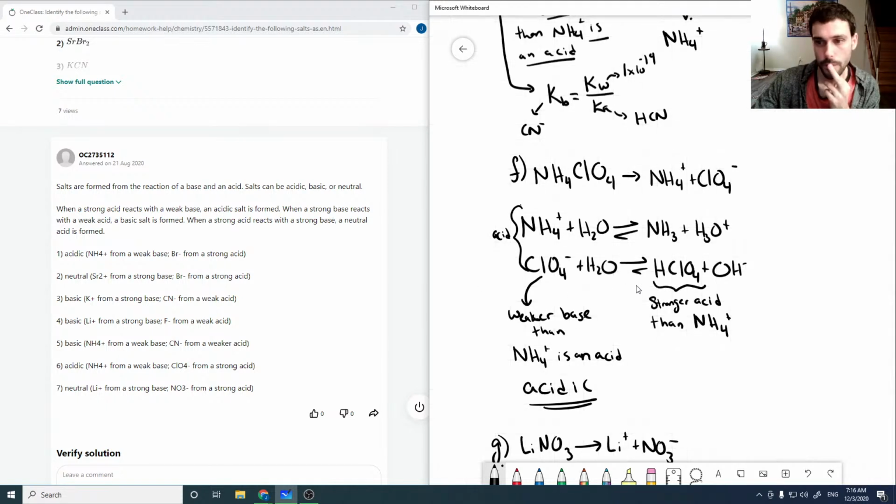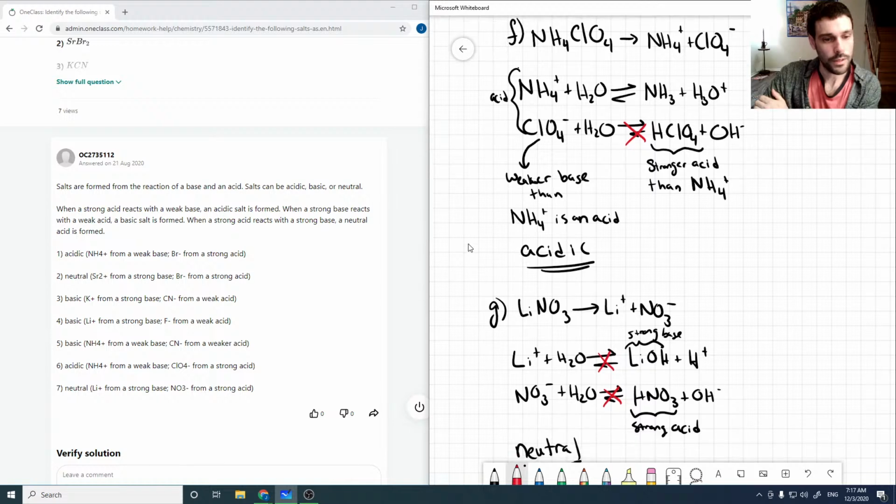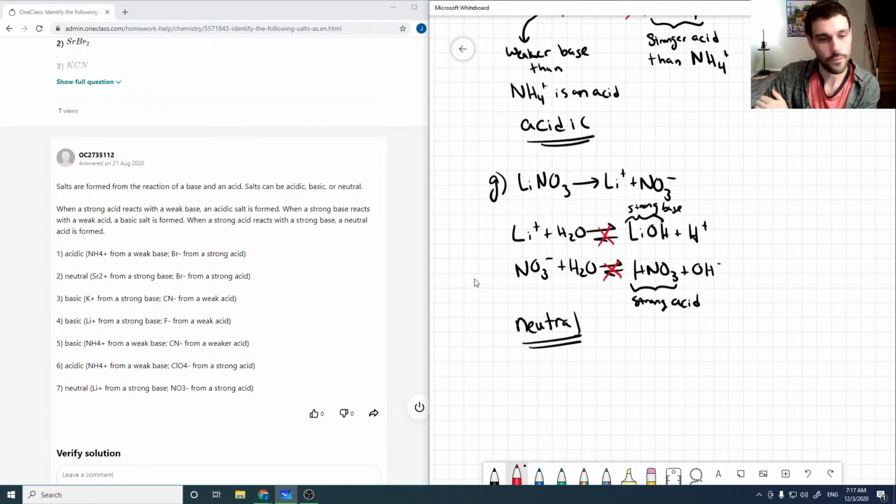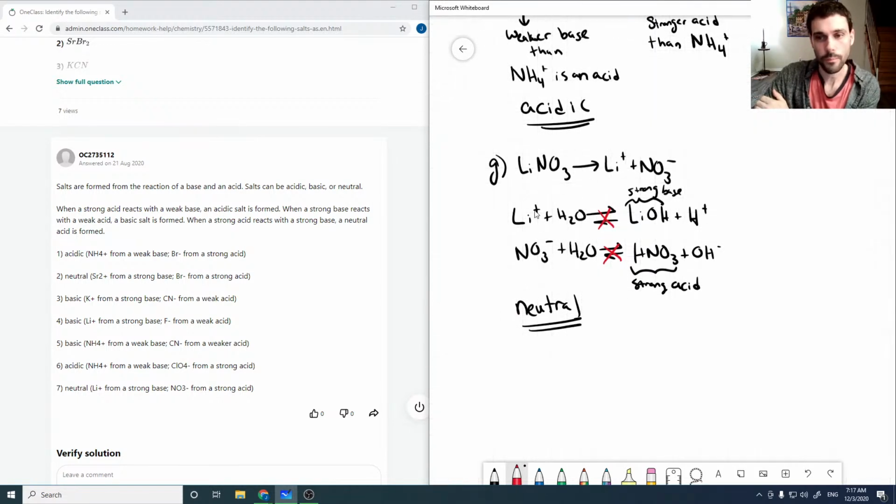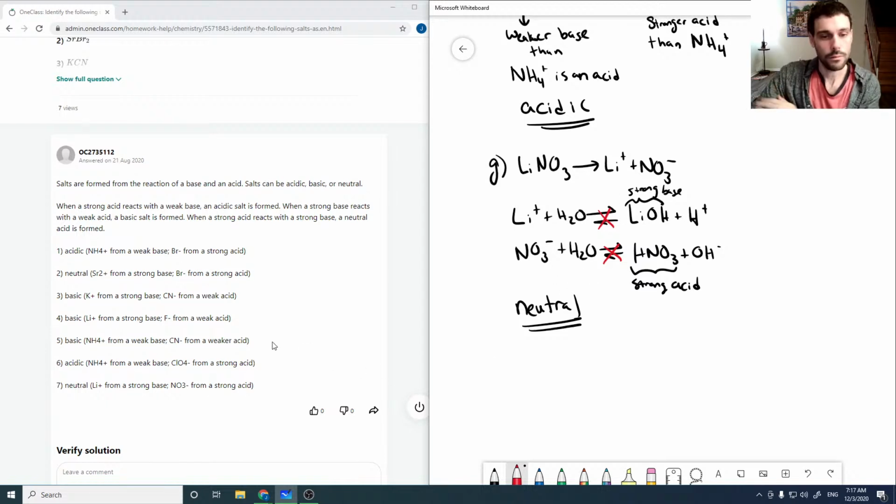Oh, maybe not. Oh, okay. So yeah, HClO4 is actually a strong acid. I knew it was a stronger acid, but it's actually just a strong acid. So that's my mistake. So apparently this doesn't occur at all. So that makes that rationale even easier. So that's going to be acidic. And then for the seventh one, neither of them are going to occur, so it's just neutral. All right, sounds good.